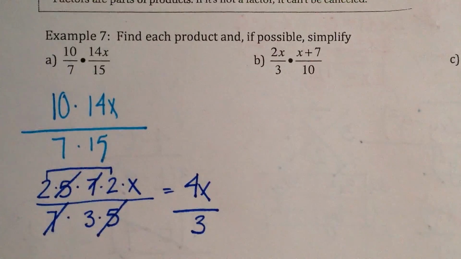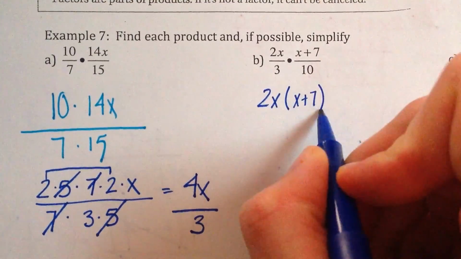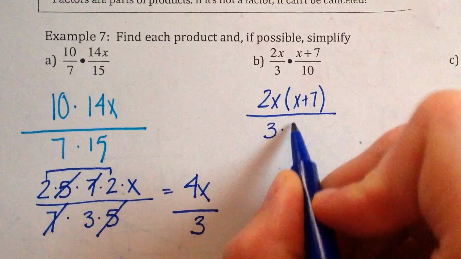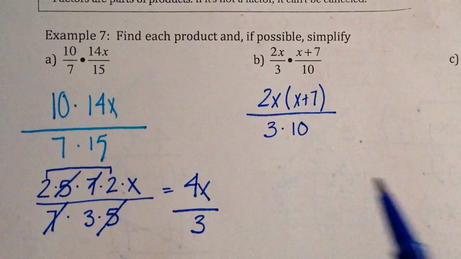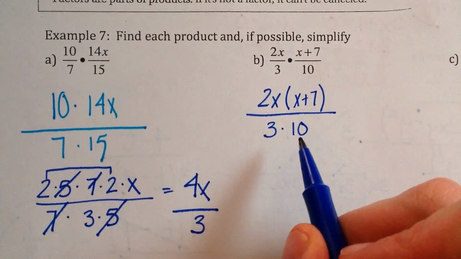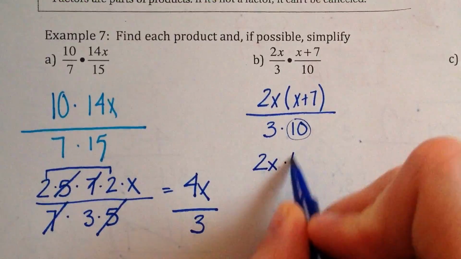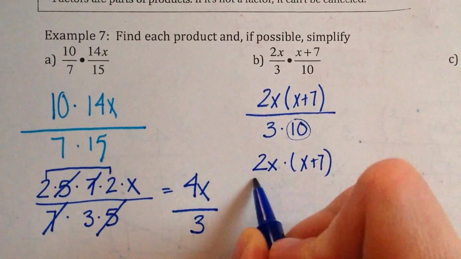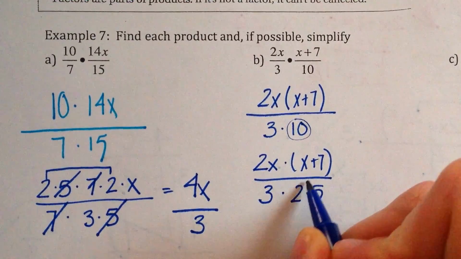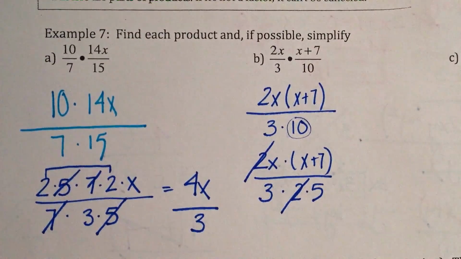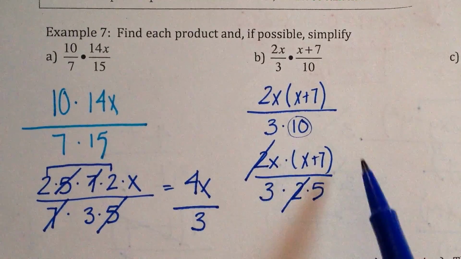In B, we have 2x times x plus 7 over 3 times 10. So I just made one big fraction bar. Okay, so let's break down. My only thing that I can break down is this 10. So I'm going to have 2x times x plus 7 over 3 times 2 times 5. So the 2's cancel out. Nothing else can cancel out. I cannot break apart my binomials, okay?